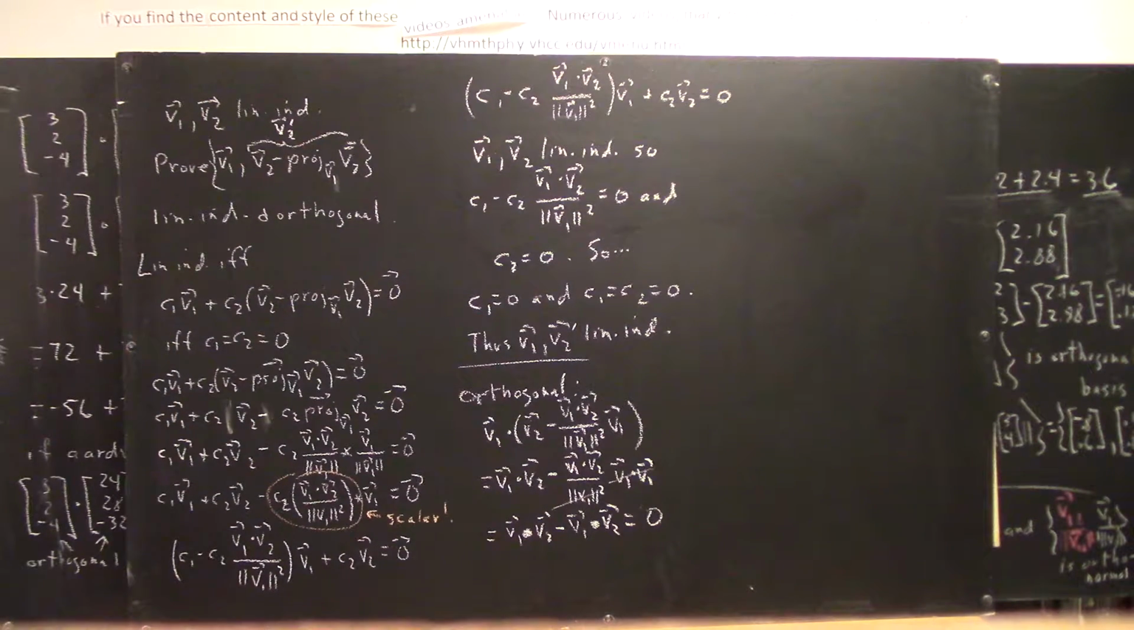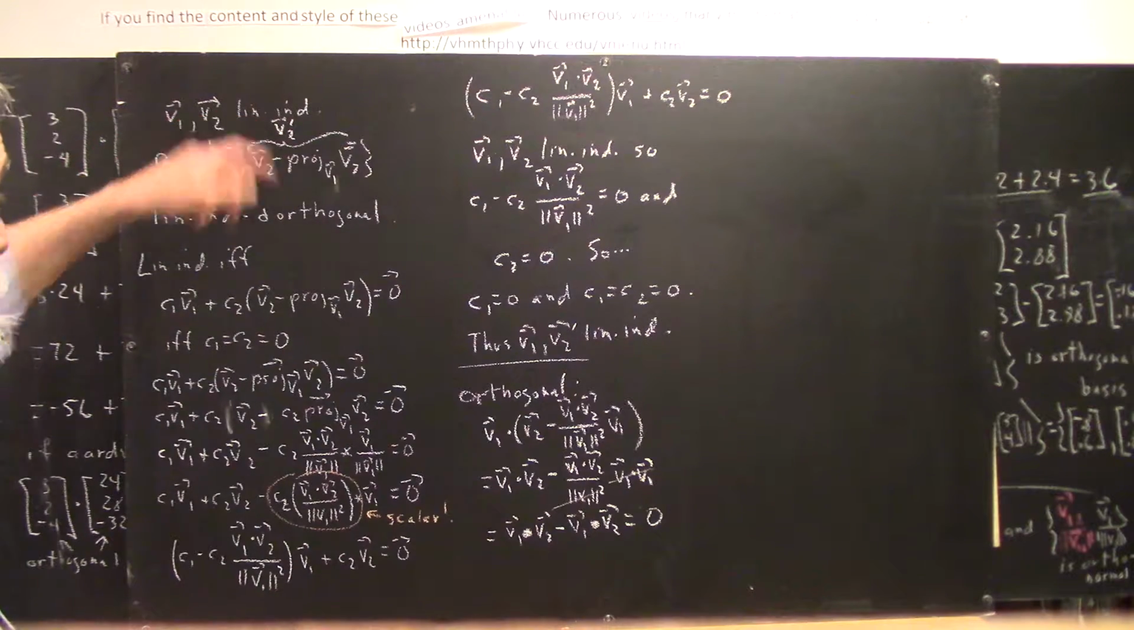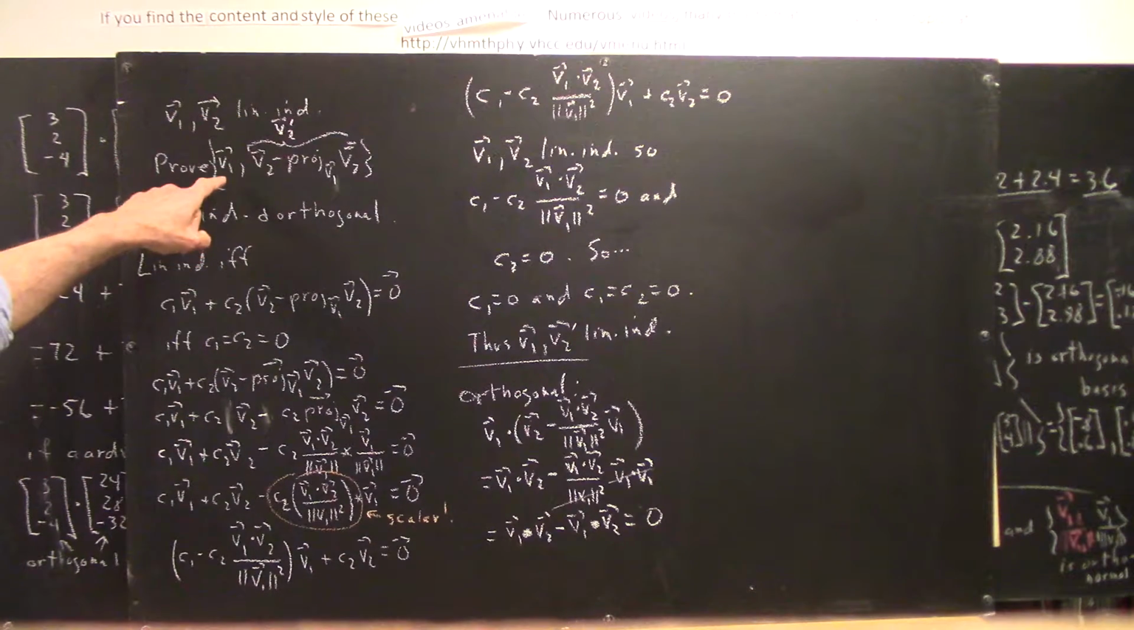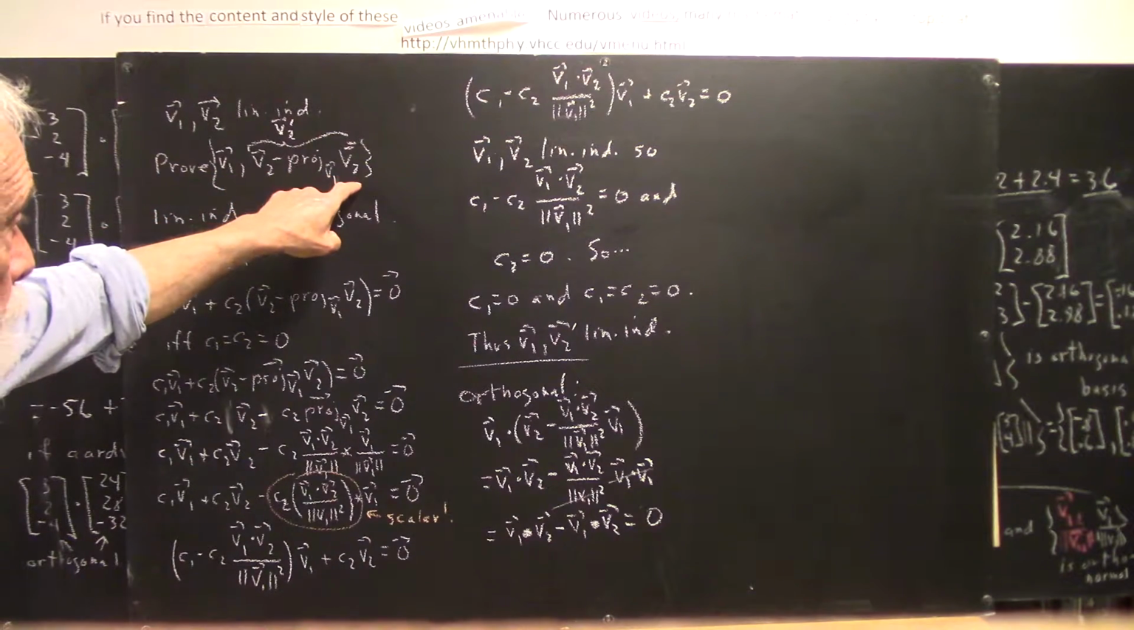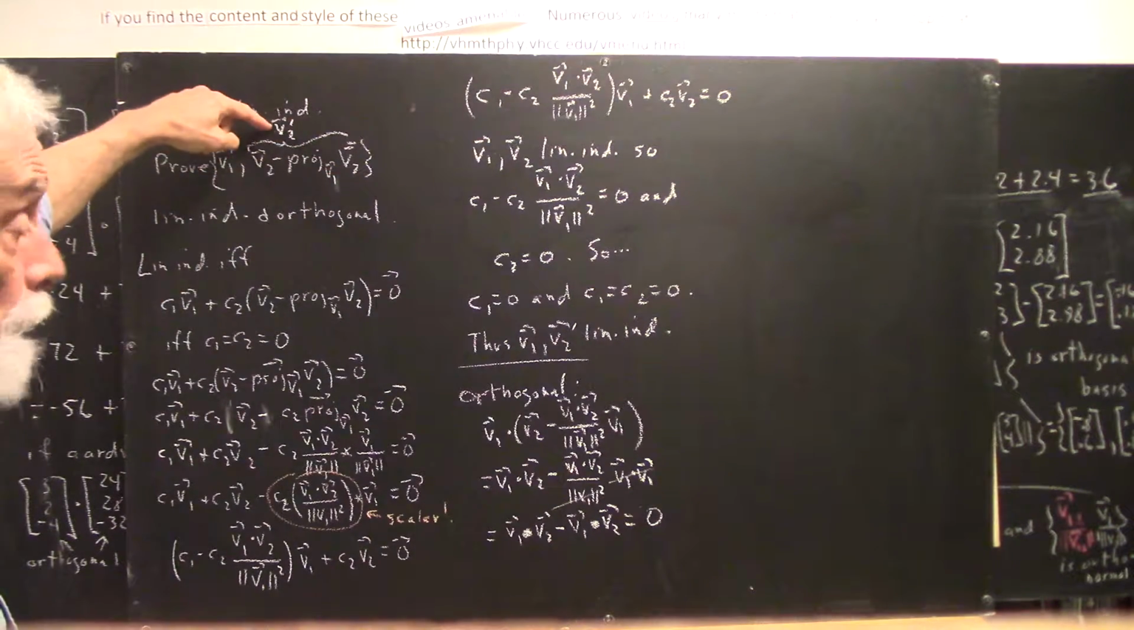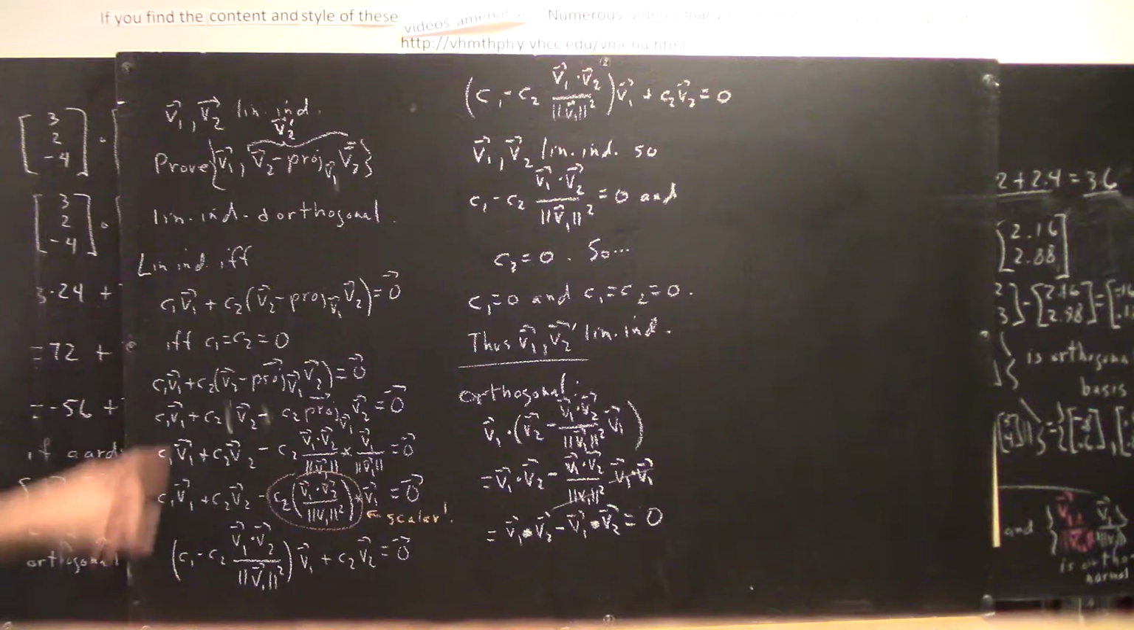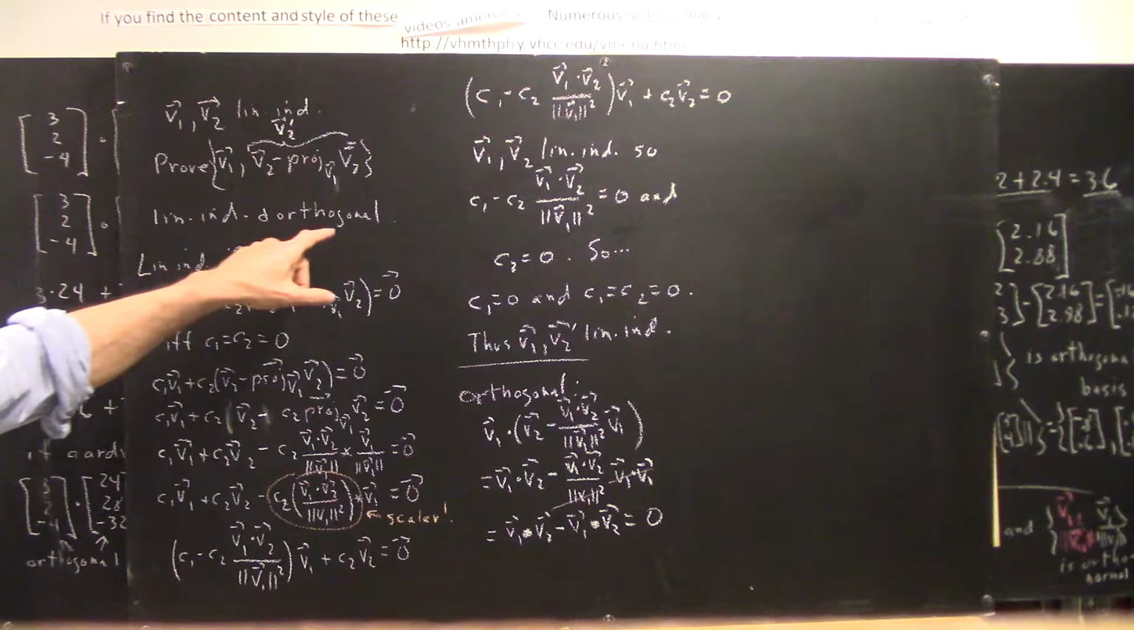Okay, now geometry aside, we can prove that if V1 and V2 are linearly independent, then the set V1, V2 minus projection on V1 of V2, that is V1, V2 prime, is linearly independent and orthogonal.